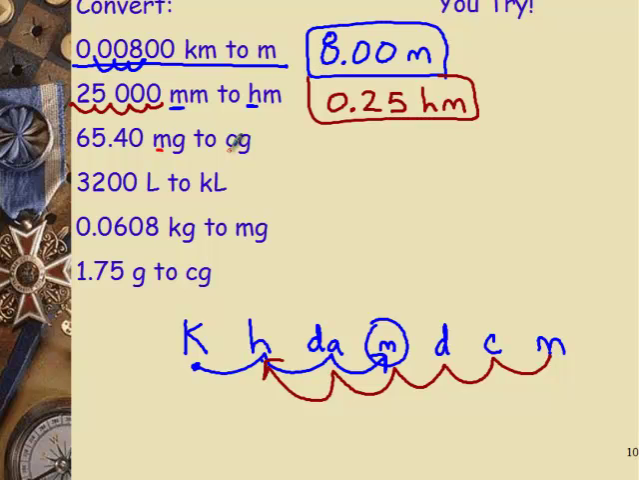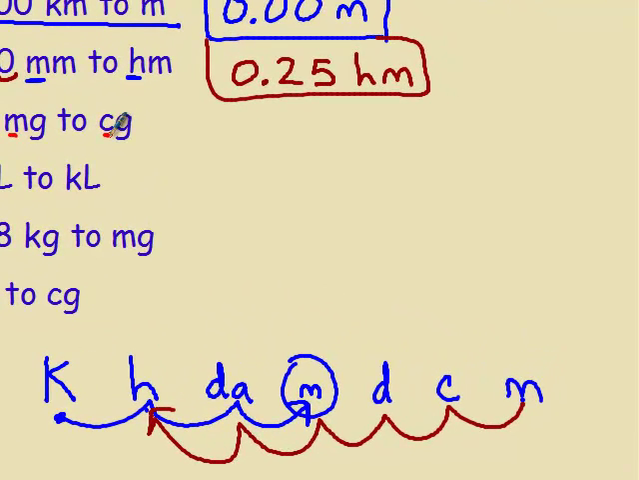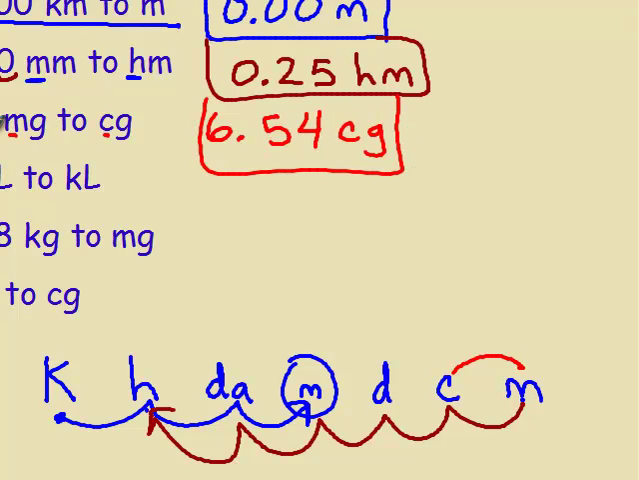Next one. Milligram to centigram. Milligram to centigram. So we're just moving one space left, 6.54 centigrams. We're going to learn to deal with these zeros when we do significant digits.